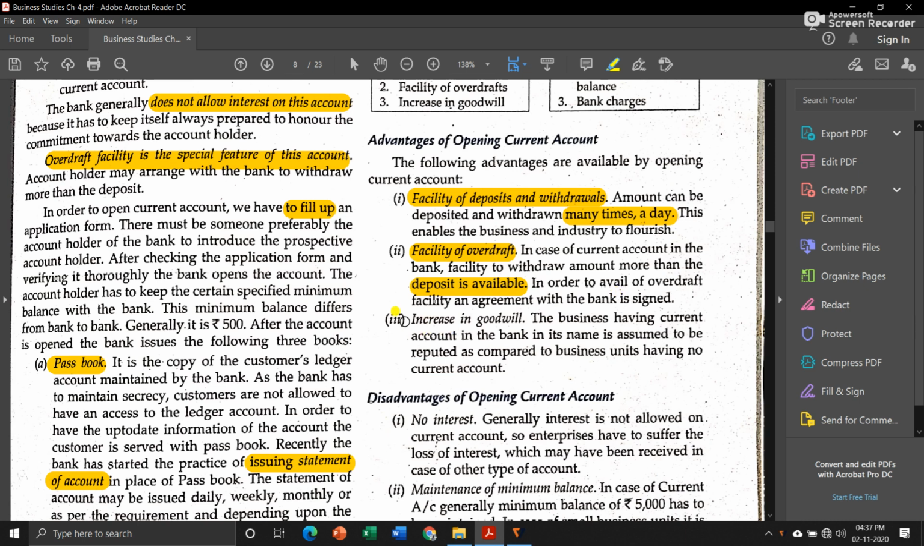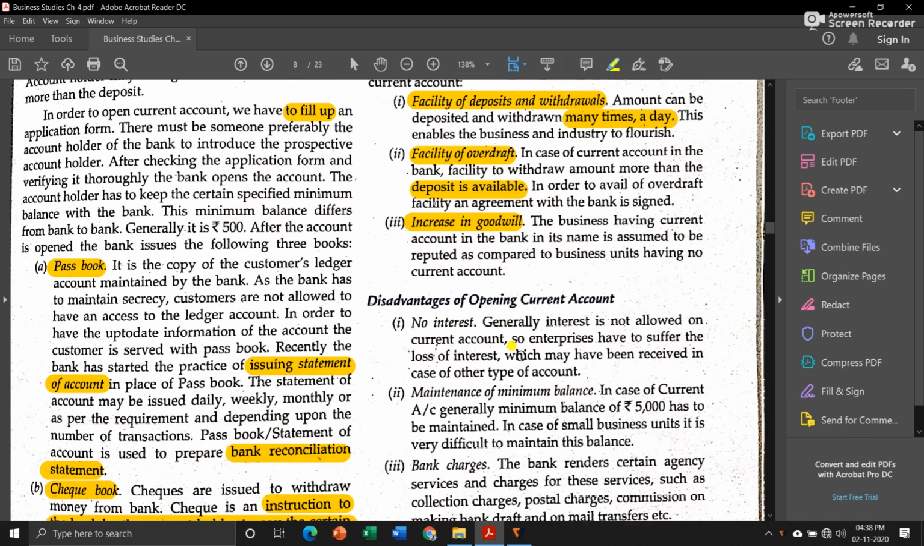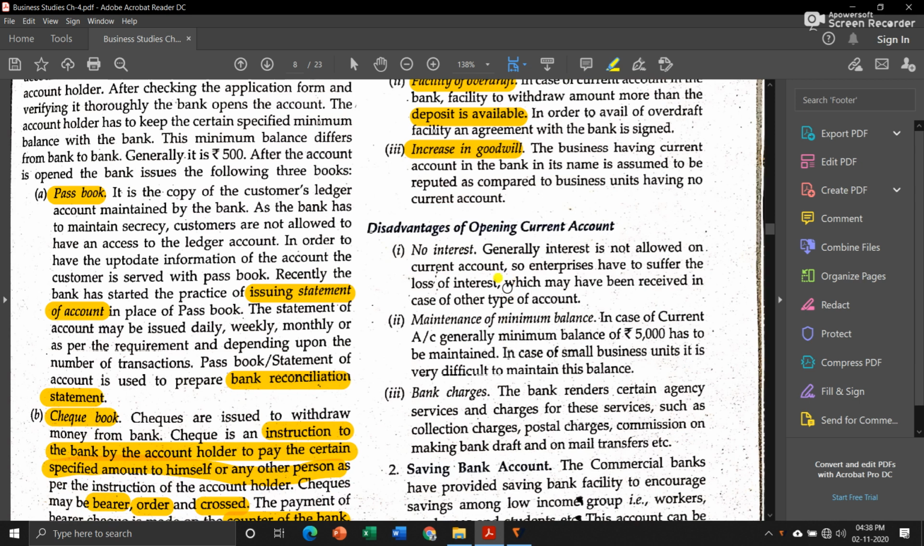And the third one is increase in goodwill. Goodwill means the good name of the business. A business having a current account in the bank in its name is assumed to be reputed, meaning unless the business is reputed, the bank will not open a current account. So if you have a current account in the bank in your business's name, that means your business has some goodwill. Okay, then let us see some disadvantages of a current account.